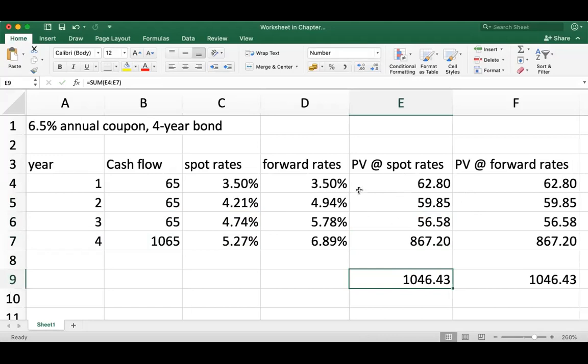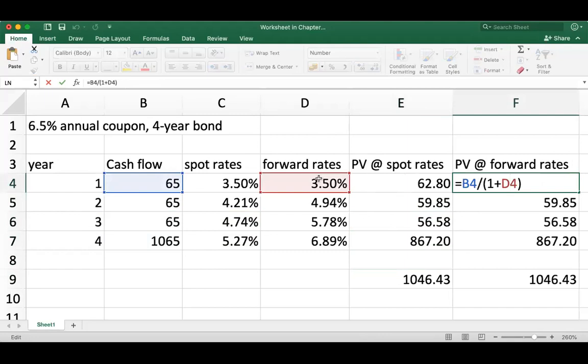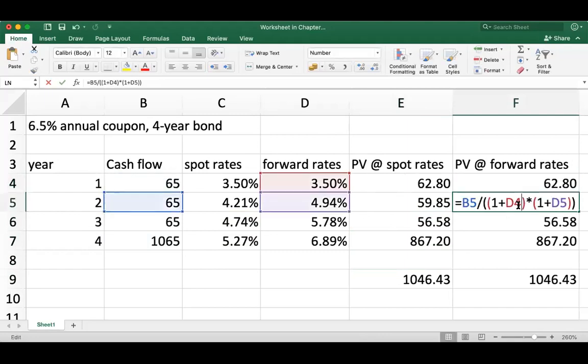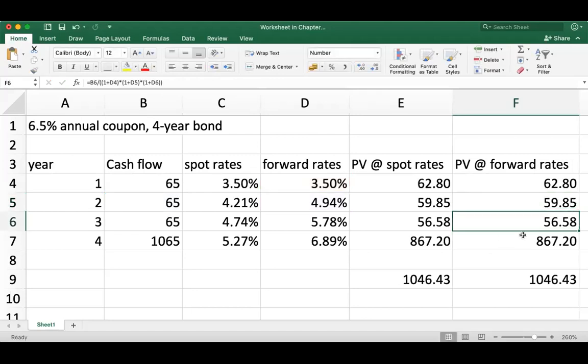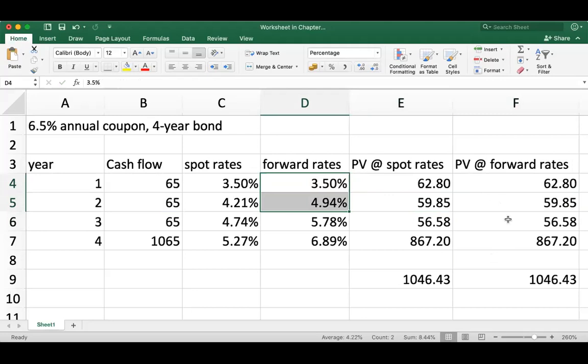We can also value the same cash flows using forward rates. Here it's simple. We assume this is the 1-year forward rate. For the second cash flow, we divide the cash flow by both the 1st year forward rate and the 2nd year forward rate, and we get its present value. It will be exactly the same because these two values combined should be equal to this 4.21%.